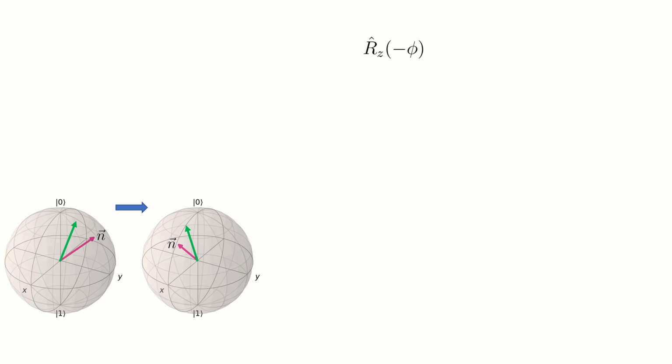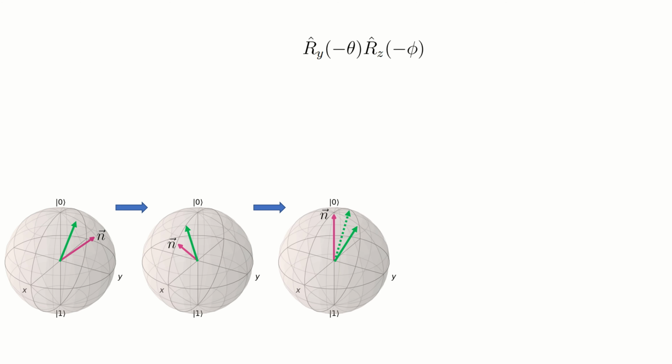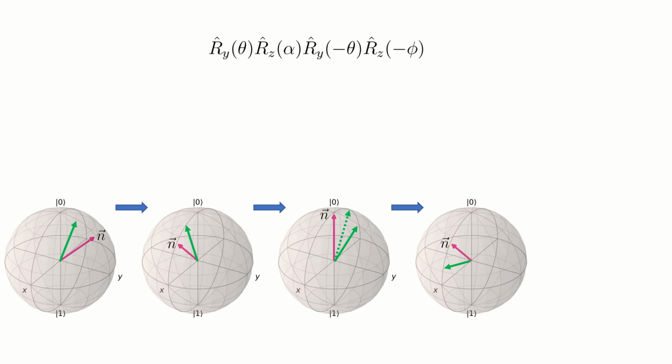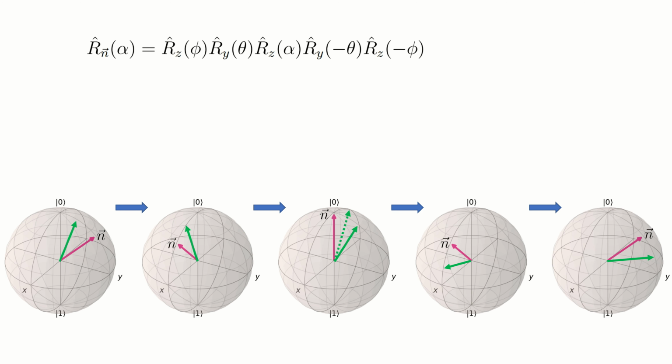Let's begin. The pink arrow shows the rotation axis and the green one indicates the Bloch vector we want to rotate. First, we bring the rotation axis to the xz plane, using the Rz operator with an argument minus phi. Then, the Ry operator brings the rotation axis to the z-axis. Then, we perform the desired rotation around the axis n by angle alpha and rotate everything back to the original orientation by angles theta and phi.